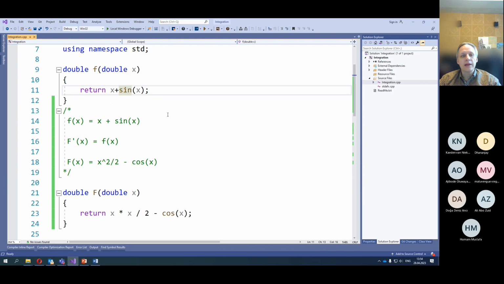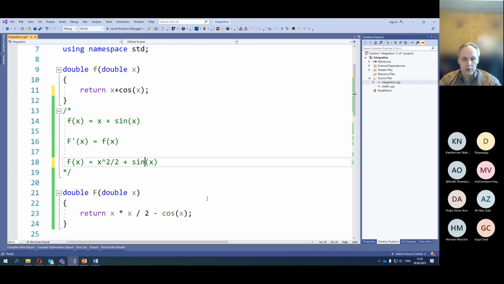I can use any functions here. Let's change sine to cosine. For example, let me write here cos. What should I change? I should change the antiderivative. The antiderivative of cos is sine. So I should change here cos to sine.